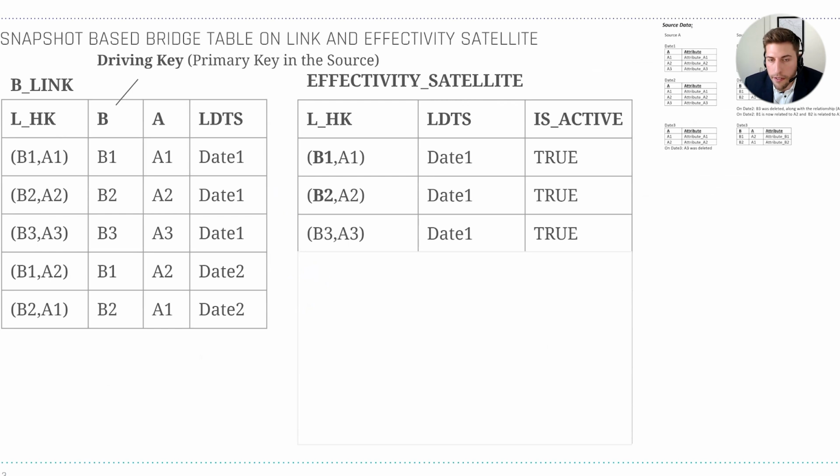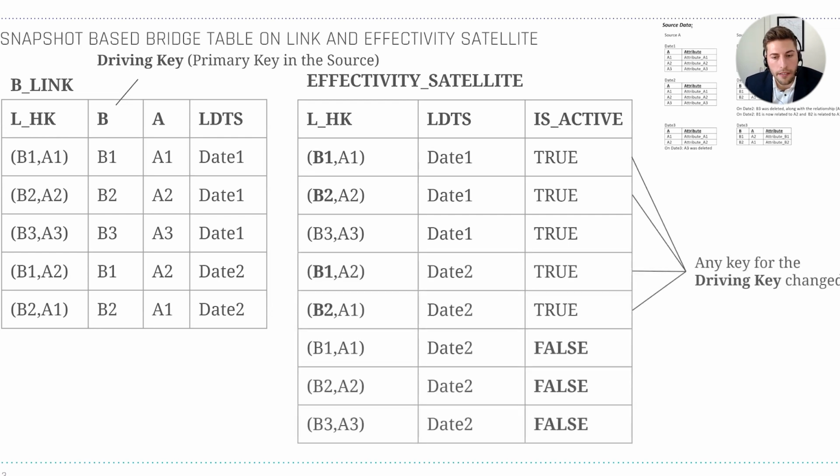It's a kind of a satellite on the link, and this is how it would look on day one. So here we can see on day one, we mark all the combinations B1, B2, B3 with A1, A2, and A3. I added the column here, which I named is active. Everything is true. But now on the second day, we have the two scenarios. The A keys change for B1 and B2, and B3 is completely gone. So we need to handle this as well.